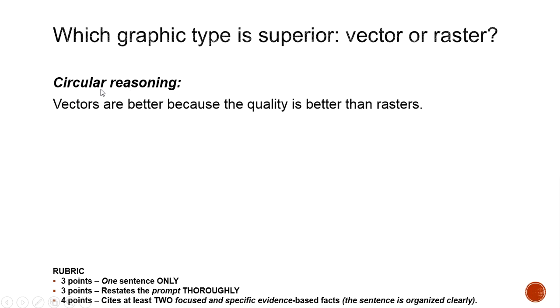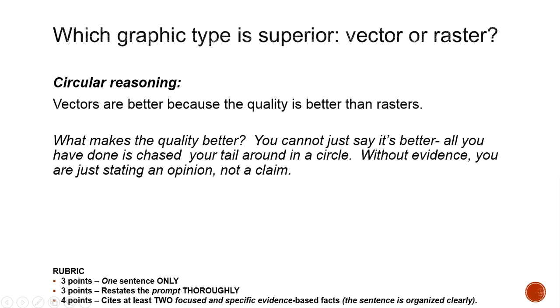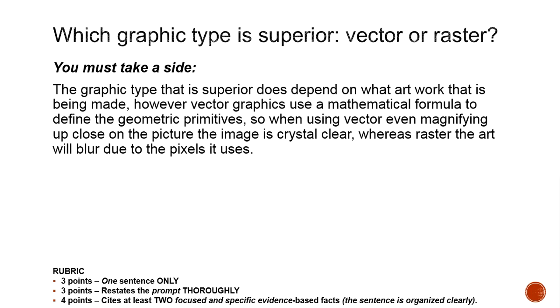Here's an example of some circular reasoning. Vectors are better because the quality is better than rasters. So I'm saying they're better because it's better. See how that's kind of circular? What makes the quality better? That's what we need to know. You can't just say it's better. All you've done is chased your tail around in a circle, right? So without evidence, you're just stating an opinion, not a claim.